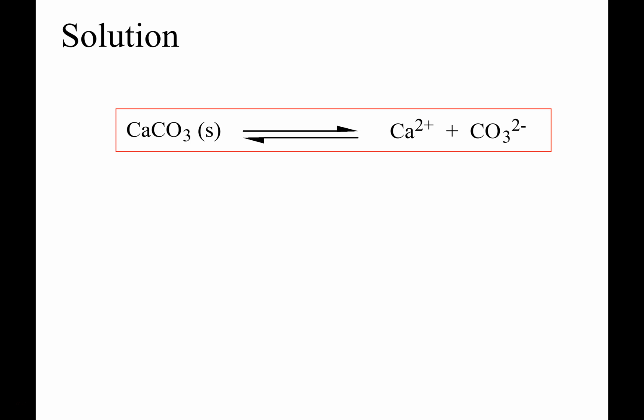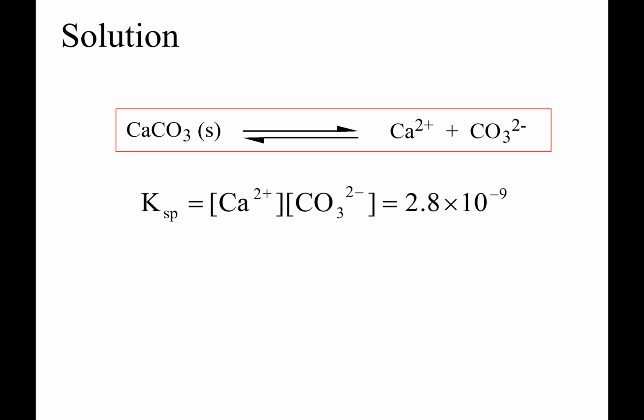So calcium carbonate is our salt of interest. It's our insoluble salt. We should be able to write the balanced equilibrium. From the balanced equilibrium, we can write the KSP expression. Notice they're both raised to the first power. The KSP was given.